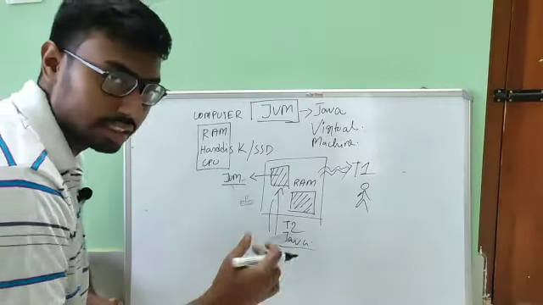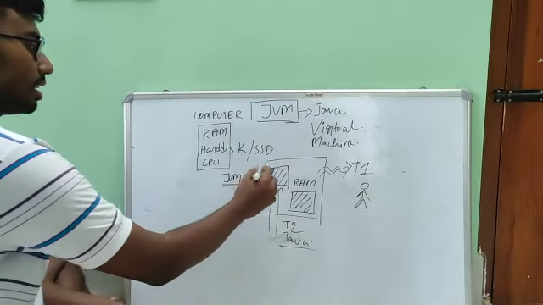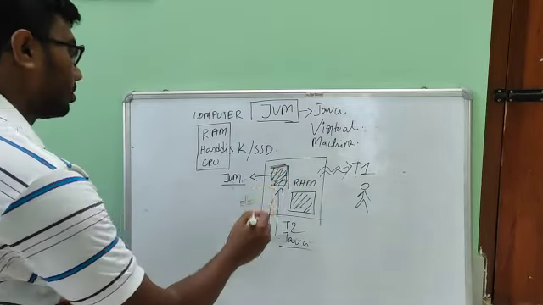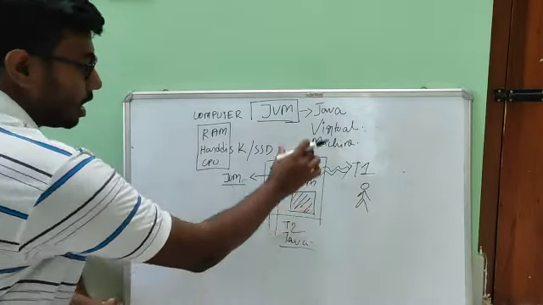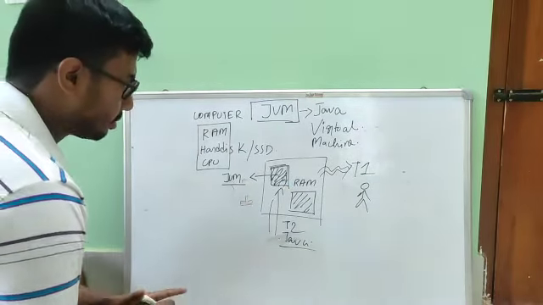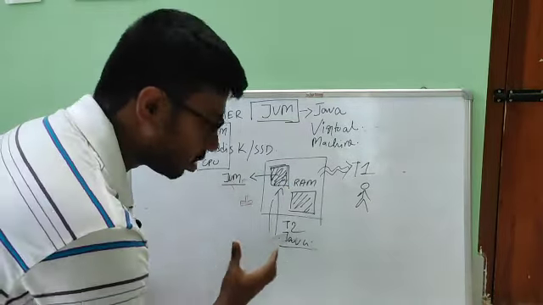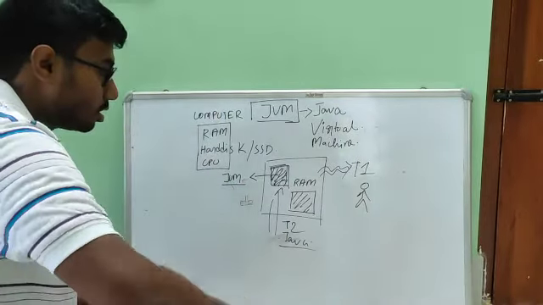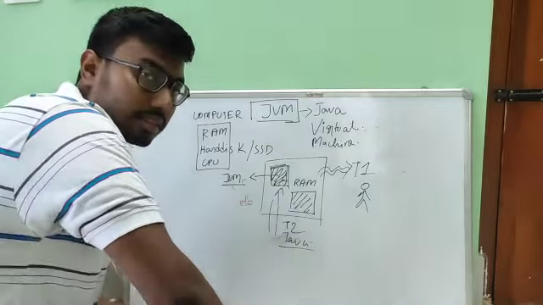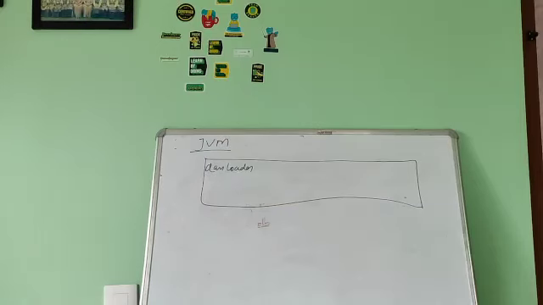So I hope that the JVM will be cleared. JVM is like an isolated environment and it is thread safe. Like it doesn't run with the other operations. It's a separate entity. This is the JVM. I hope this will make your concept clear, and we'll talk about the internal working of the JVM now.